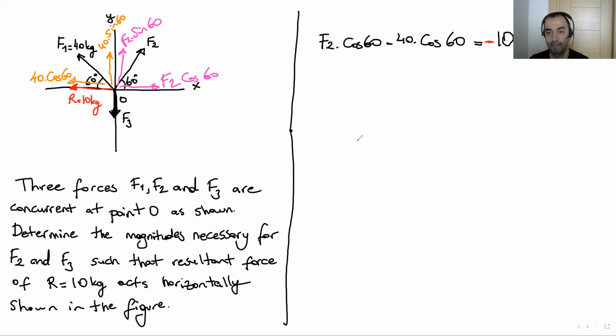Is it okay? Did you get the point? Yeah, I get it. Okay. If you have this minus, that's okay. You did it. There's no problem. This is the first equation. In this equation, we have only one unknown, which is F2. If you solve it, F2 is, let me check the results. Yes, 20 kilograms.